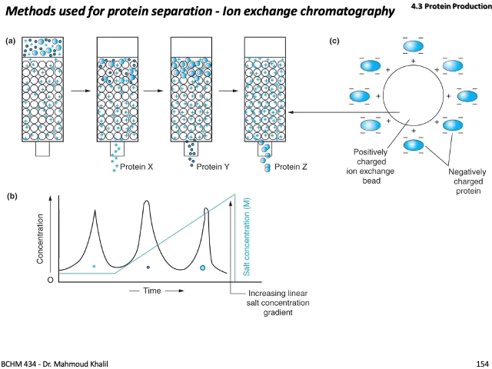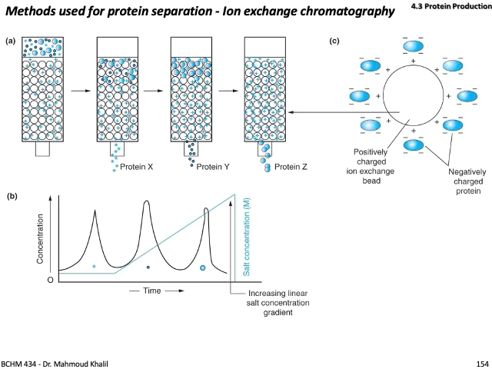In this one, you can see the complete figure showing ion exchange chromatography. So here you can see that you are taking a positive exchange column, and you have ions moving which have different charges, and you can see that protein X eluted first, then protein Y, then protein Z.